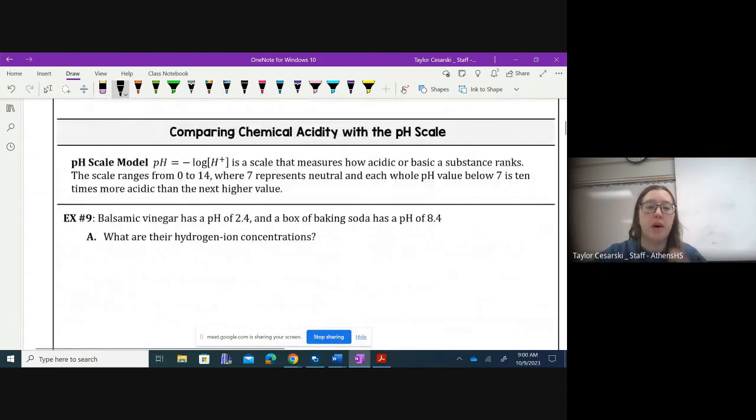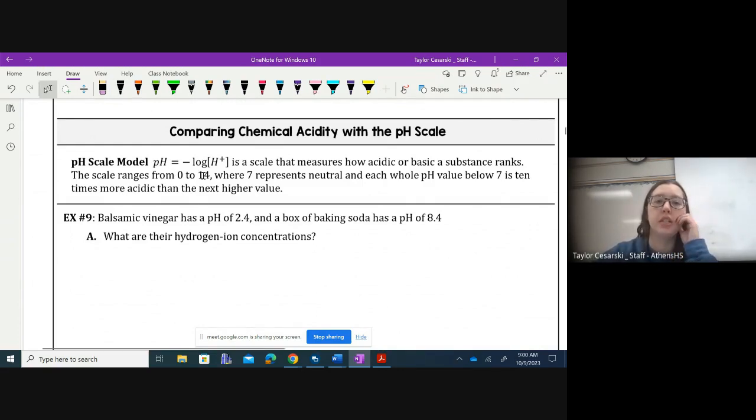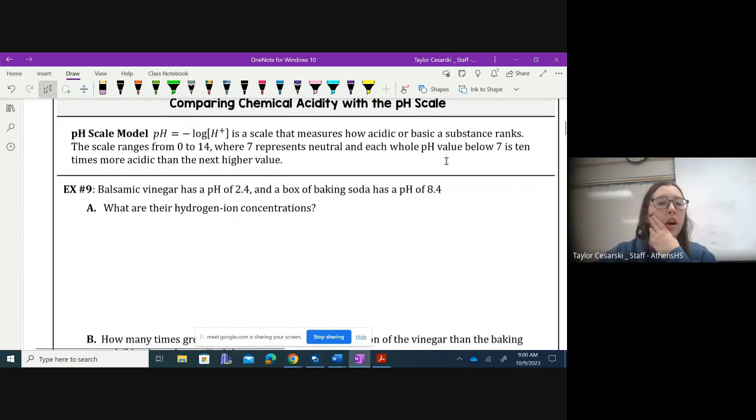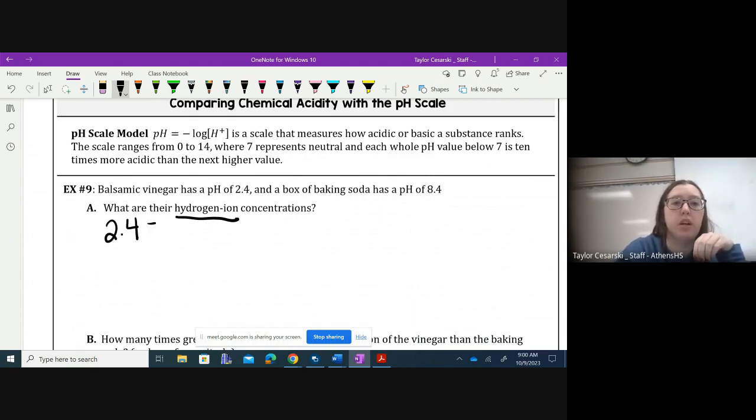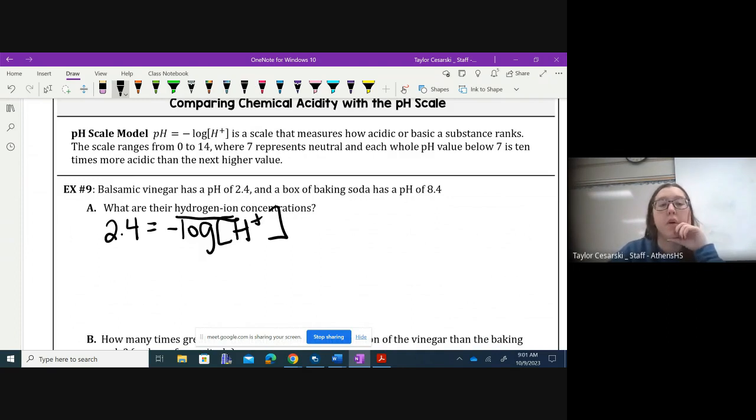All right, the pH scale model is another model that deals with logs. It says it's a scale that measures how acidic or basic a substance ranks. The scale ranges from 0 to 14, where 7 is neutral, and each whole pH below 7 is 10 times more acidic than the next higher value. All right, so balsamic vinegar has a pH of 2.4, and a box of baking soda has 8.4. What are their hydrogen ion concentrations? So if I have right here the pH, which is 2.4, is equal to negative log of my hydrogen ion concentration. So I'm going to go ahead and solve for that.